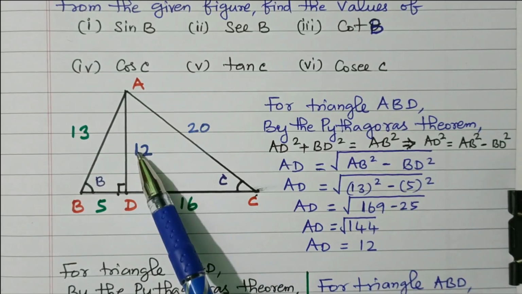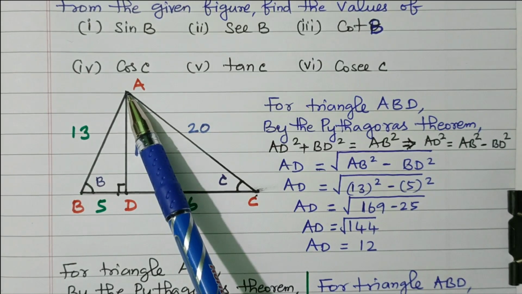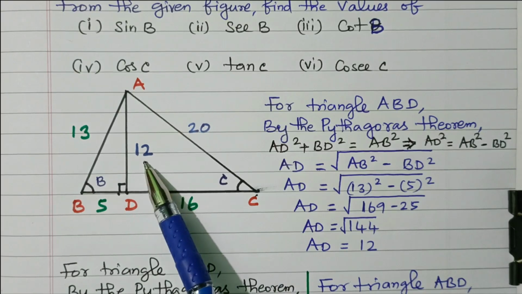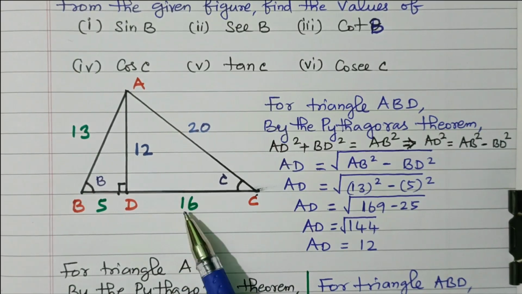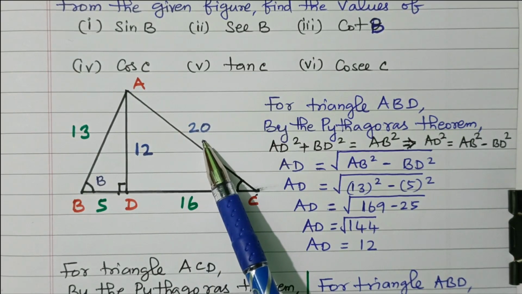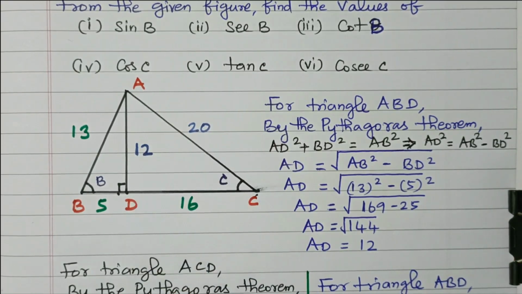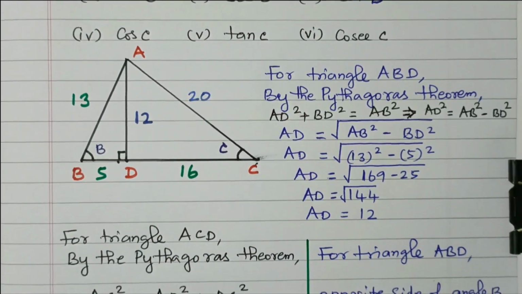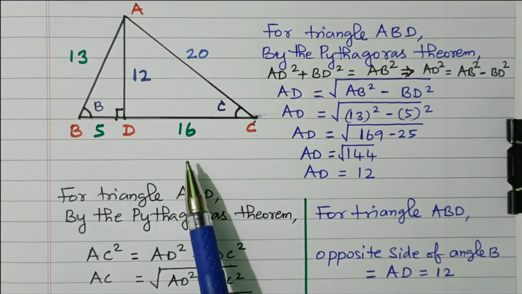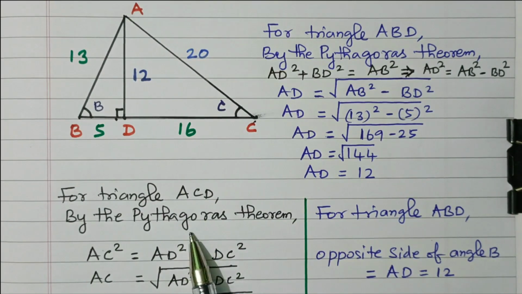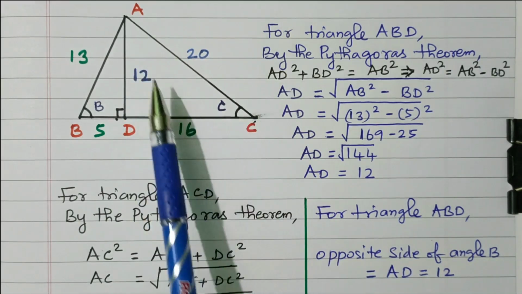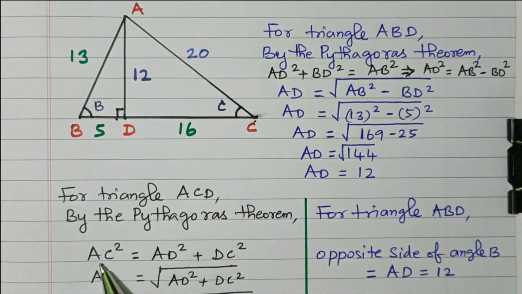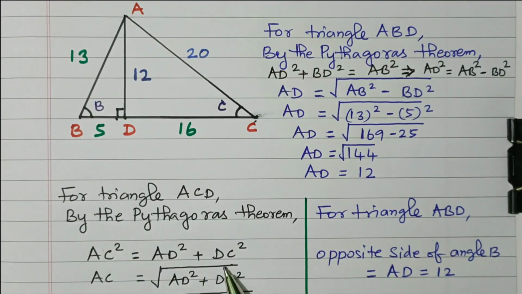Now for the triangle ACD, initially we knew only one value. Now we have calculated this 12 also. By using this 12 and 16 we can find the remaining value, 20. So now refer to the triangle ACD. By using the Pythagoras theorem, AC square equals AD square plus CD square, or DC square.